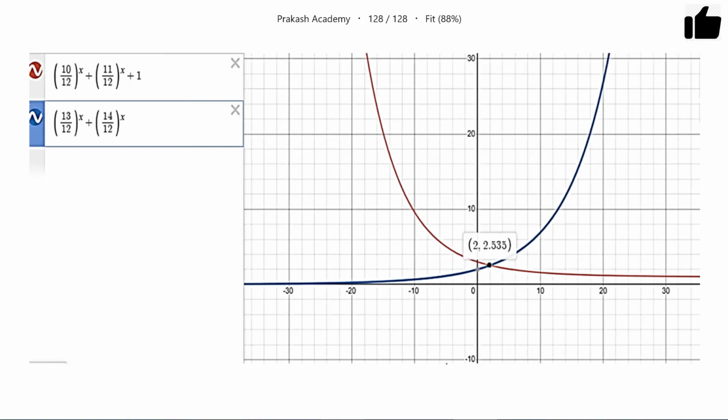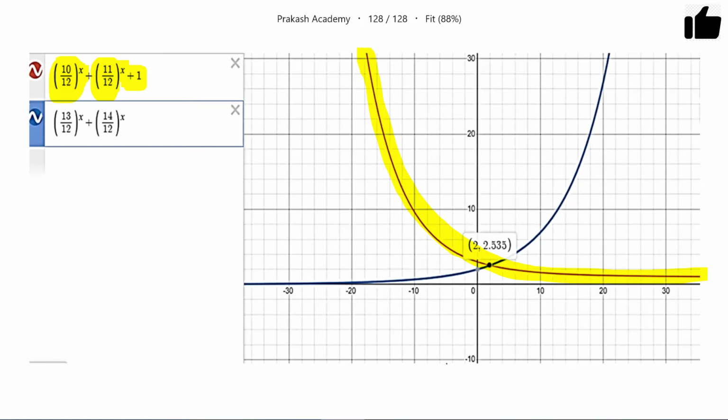Now, to further illustrate, I have plotted the graph of these two functions. What was f(x)? f(x) was this function, (10/12)^x + (11/12)^x + 1, and if you plot, this is the function f(x). As you increase x, this becomes a very small quantity and goes to 0. But for negative x, it is a very large quantity, because the numerator and denominator are flipped. But overall, this is a monotonically decreasing function.